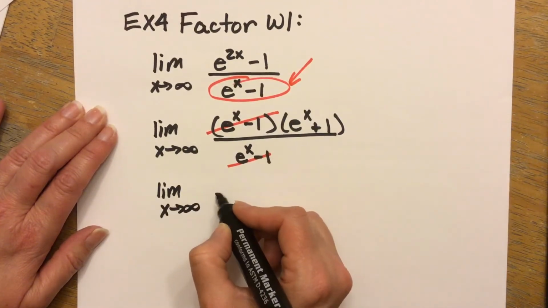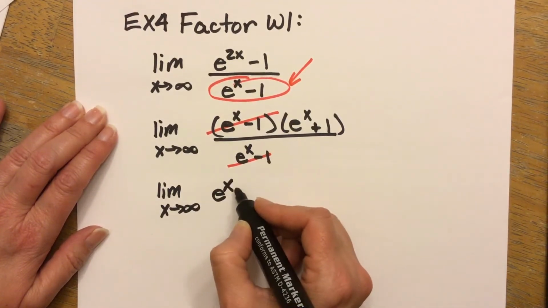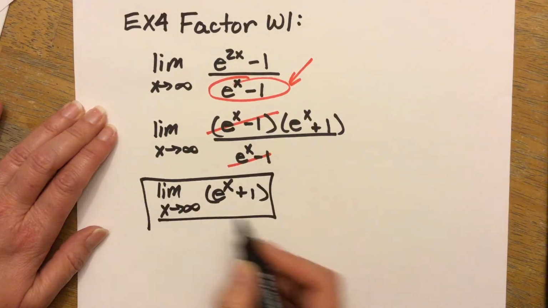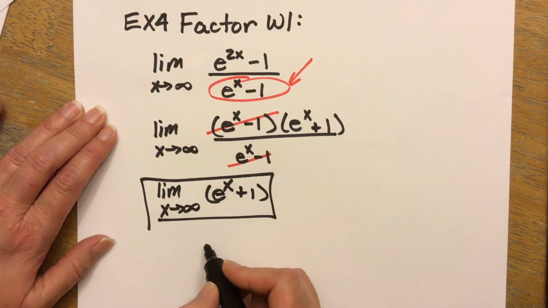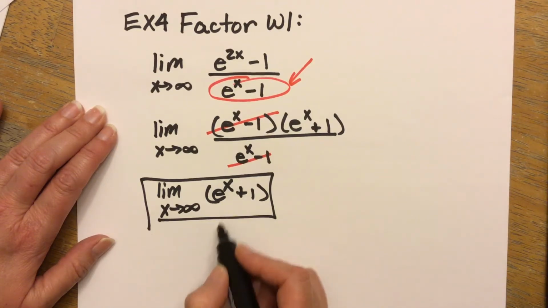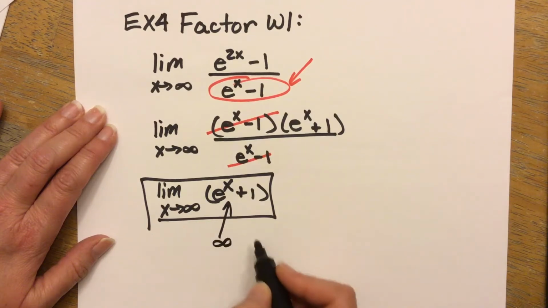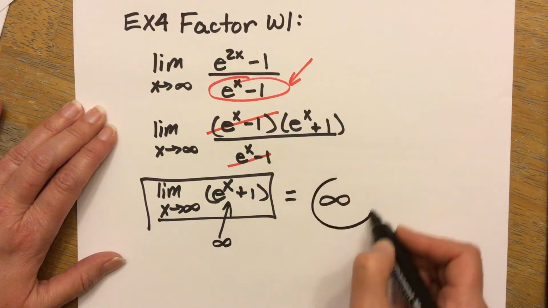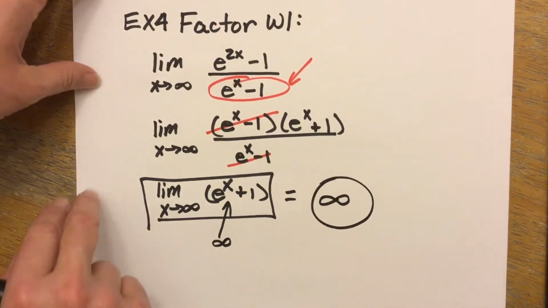So our nicest form of the limit is the limit of e to the x plus 1 as x approaches infinity. And putting in infinity, you're going to get a super big number plus 1. So you get infinity plus 1 when we put infinity there. So infinity plus 1 will give us an answer of infinity.